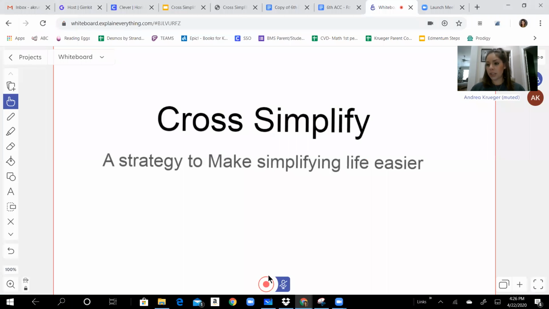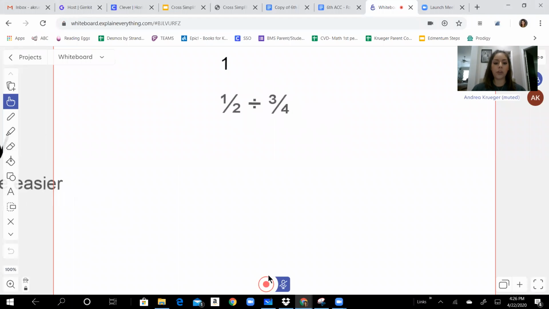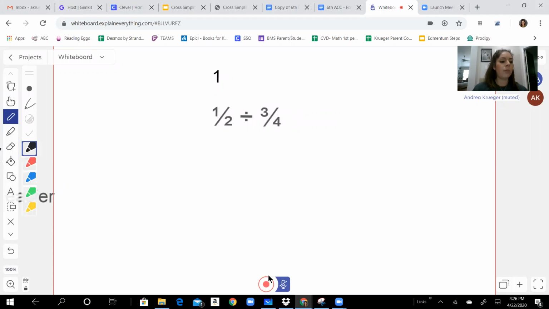I just wanted to share a strategy with y'all to make simplifying life easier. So let's get into our first problem. I'm going to model how to cross simplify. That's our goal today. 1/2 divided by 3/4. Again, this is a strategy we showed y'all during the school year, and not many of y'all applied it. But maybe now y'all will see the value in it as we go through this problem.